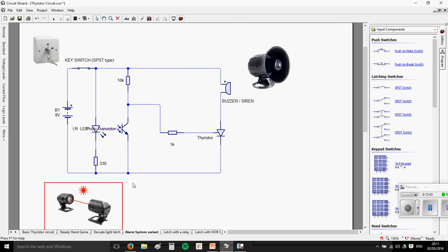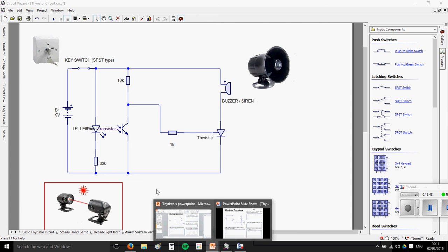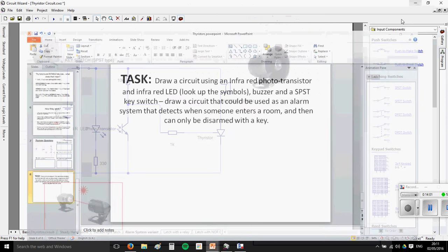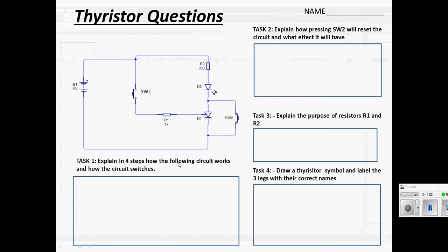Here's another circuit that is just a slight adaptation of the thyristor, but shows how you could make something very straightforward but quite impressive as well. So this was a question I set as well. Draw a circuit using an infrared phototransistor, an LED, a buzzer and a key switch, that can be used as an alarm system that detects when someone enters a room. So just to show you that, this does that exact function.